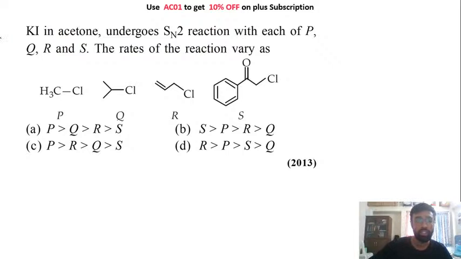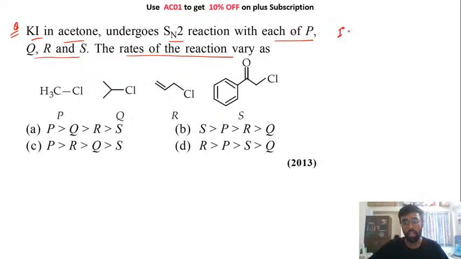Okay, so this is the last question of our today's session. Okay, now the thing is, KI in acetone undergoes SN2 reaction with each of P, Q, R, S. The rate of the reaction varies as. The first thing that we know about the SN2 reaction mechanism is it favors 1 degree, then 2 degree, then 3 degree, and at the top you have CH3X. Okay, so I'm giving you 30 seconds to try this question.